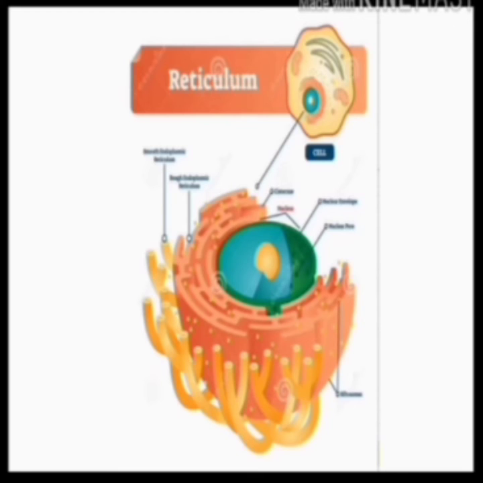When certain types of substances are formed in the cell, they are transported through the endoplasmic reticulum to where they are needed. In this way, it also plays a role in the transport of different chemicals.